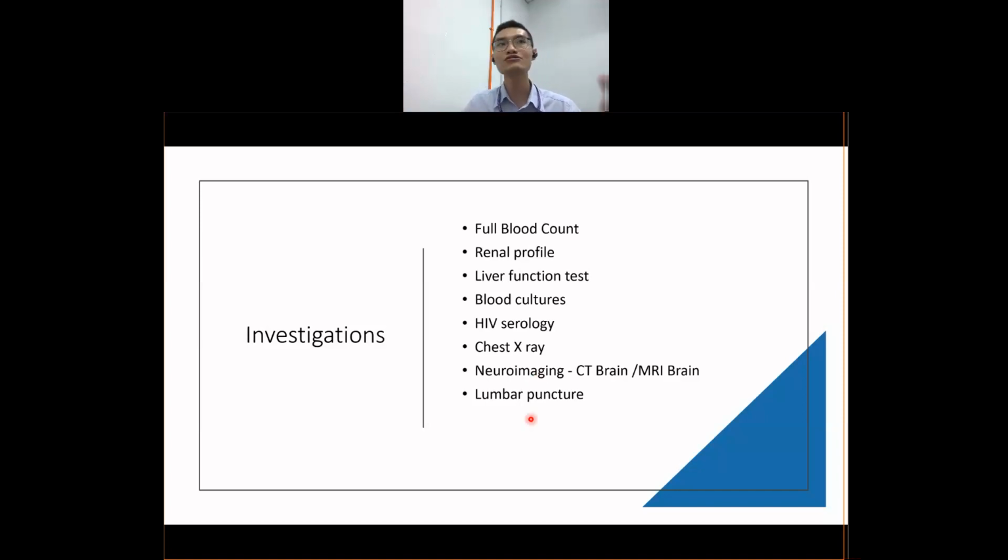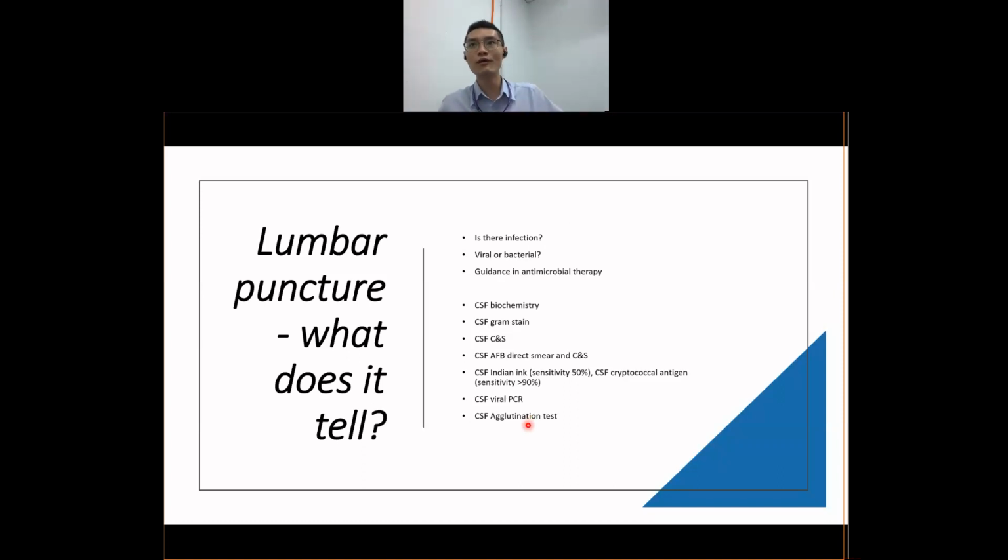Lumbar puncture is a very crucial investigation when treating patients with meningitis or encephalitis, because a lumbar puncture that is properly done will tell us if there is infection or inflammation in the CSF. Is it more likely to be a viral cause or bacterial cause? And also the CSF culture can guide us in the type of antibiotic that we are going to give. So usually we send off all these things when we do a lumbar puncture.